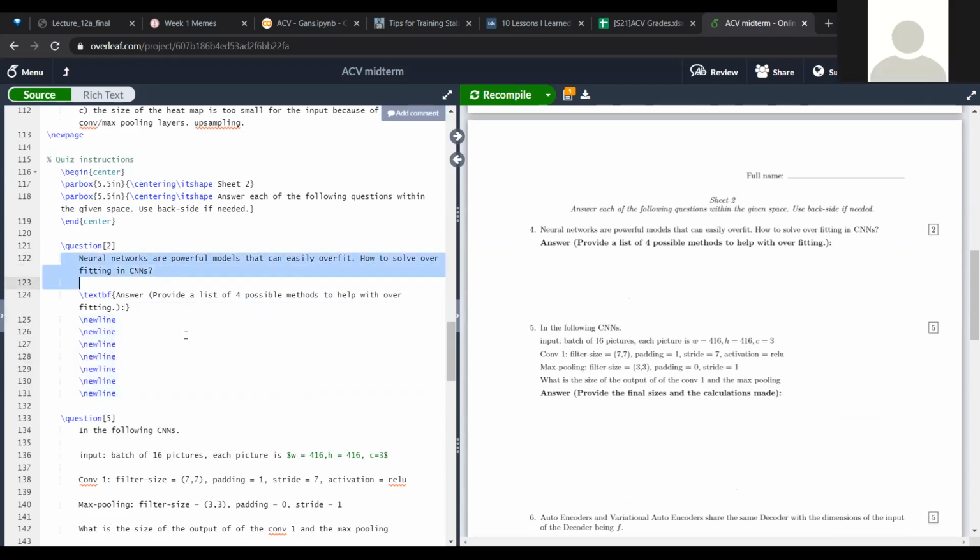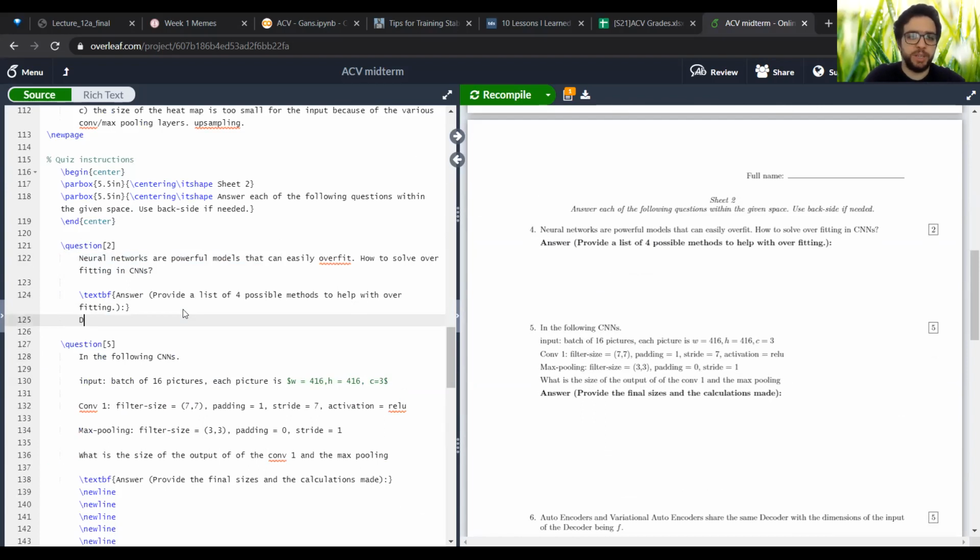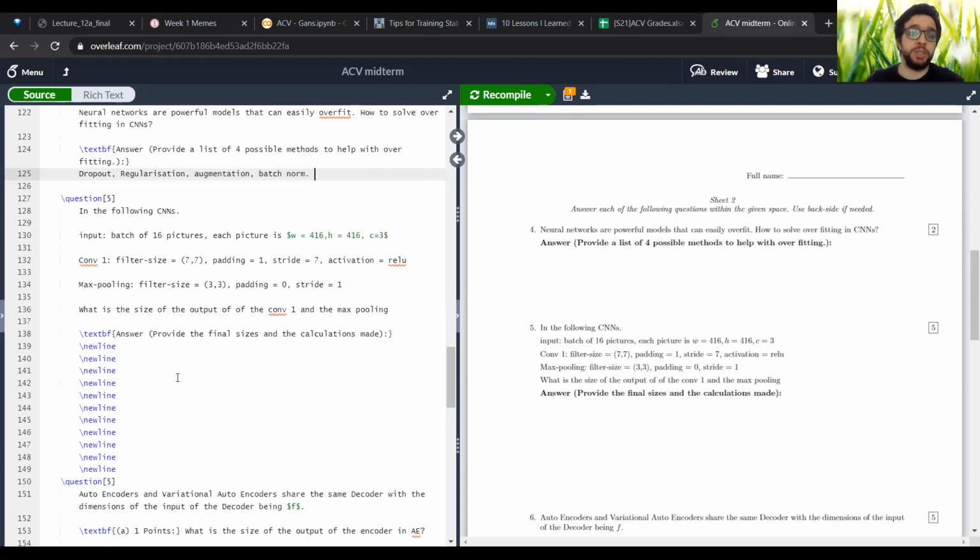Okay. How to solve overfitting in CNNs? I think everybody got this. Nobody will complain. So basically, dropout, regularization, augmentation, pooling, batch normalization. So these are just four examples. You can add as many as you want.